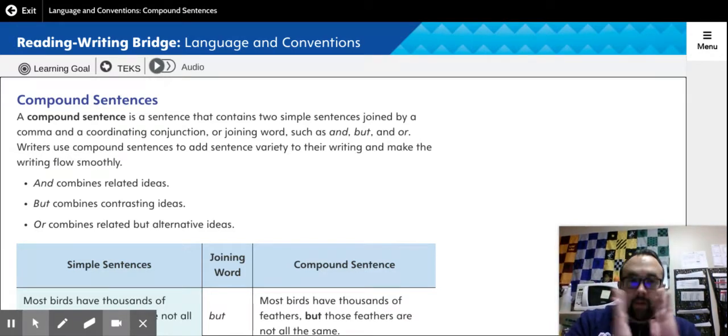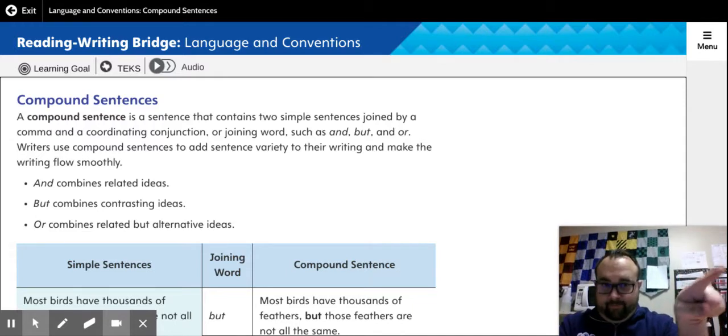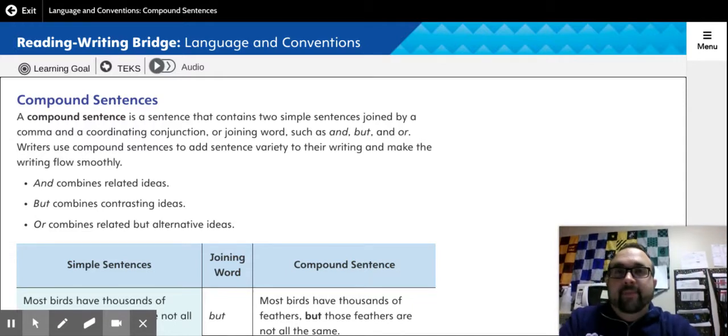So, what you're going to do is listen actively, read along with me. As I read, your finger is going to be reading with me. Got it? And you can read aloud too, since you're at home. Read along with me. Let's practice.